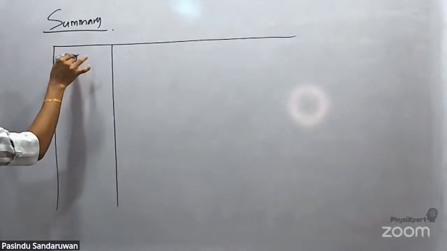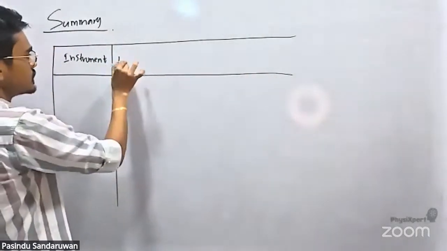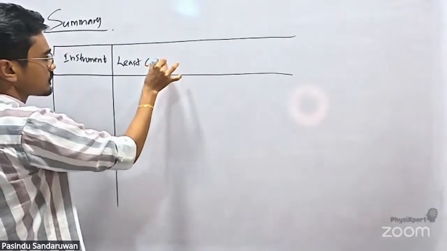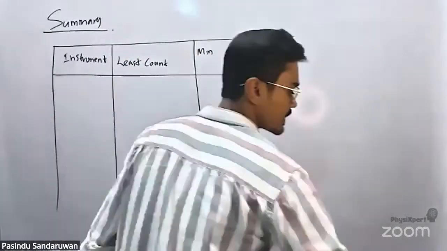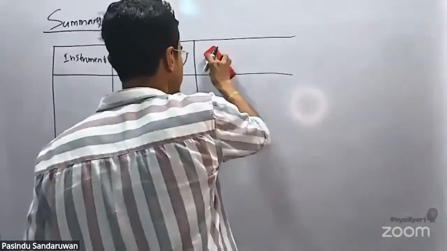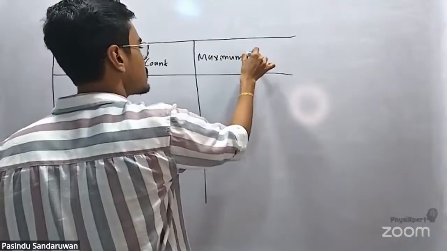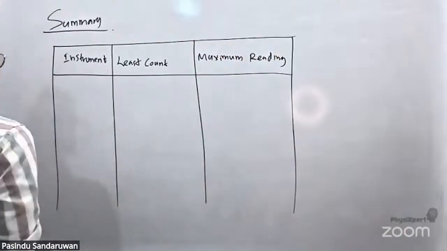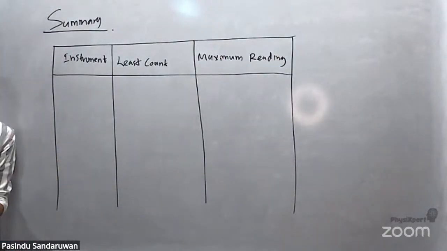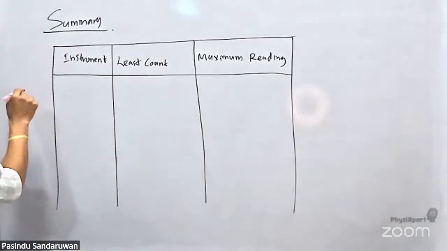First column, instrument, then least count, and then maximum reading. First one, starting with meter ruler.